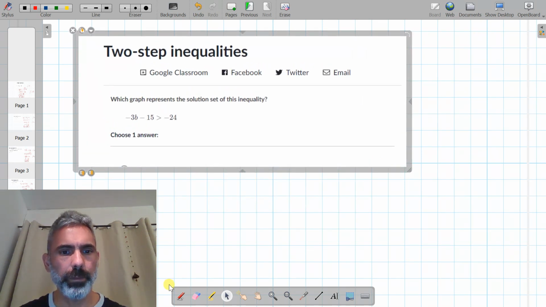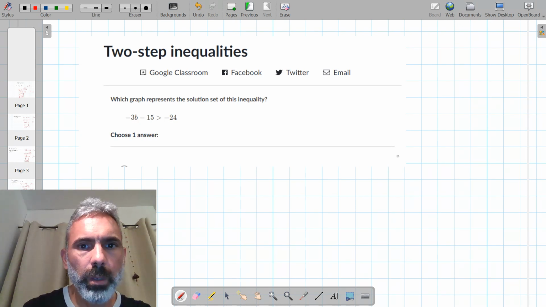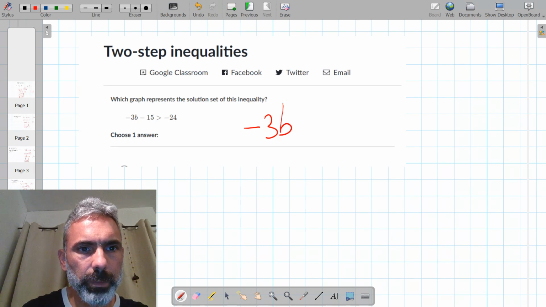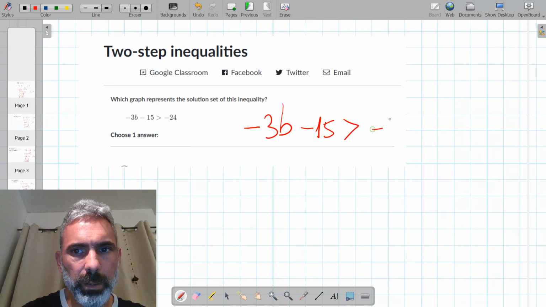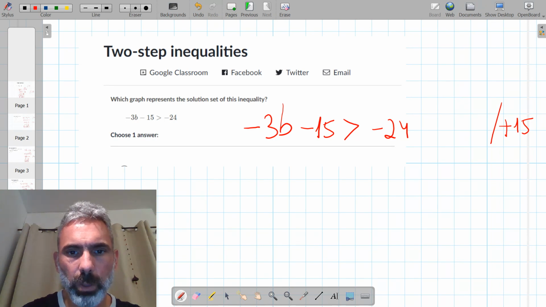Which graph represents the solution set of this inequality? Okay, so the inequality says minus 3 times b minus 15 is greater than minus 24. So first I need to add 15 to both sides of the inequality. So on the left hand side, I'm left with only the minus 3b. So minus 3b is greater than minus 24 plus 15.